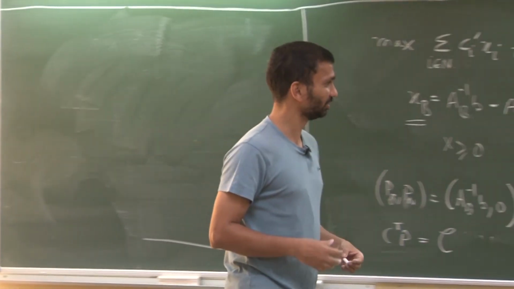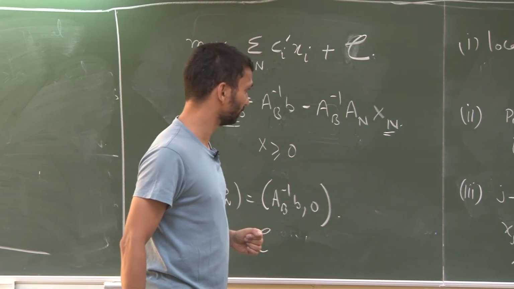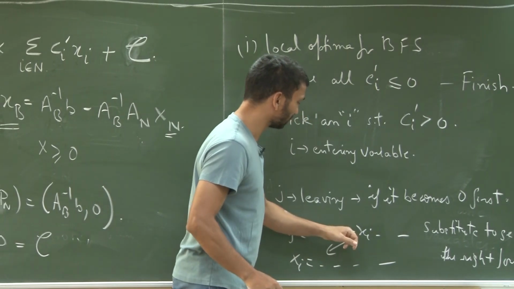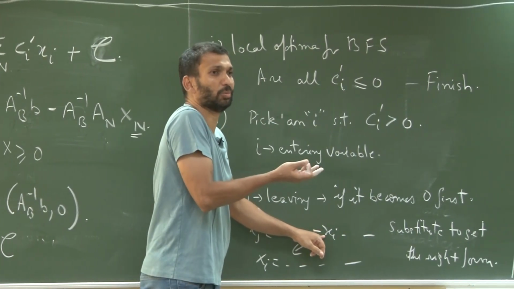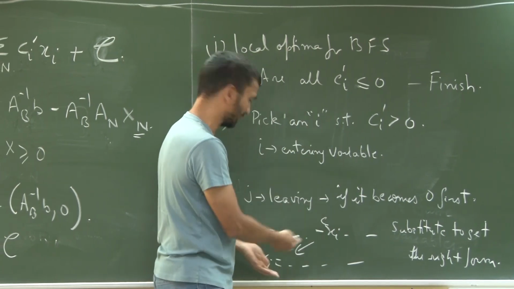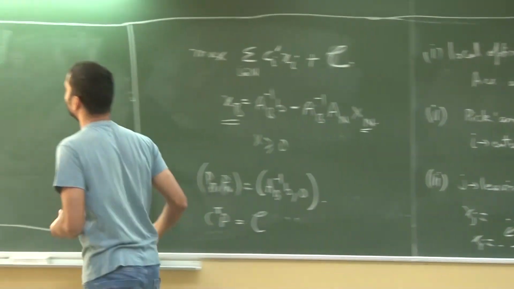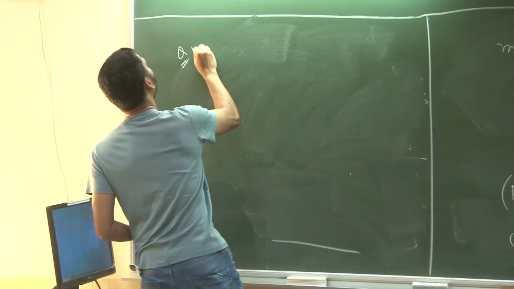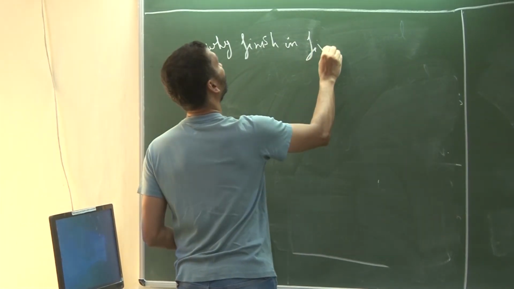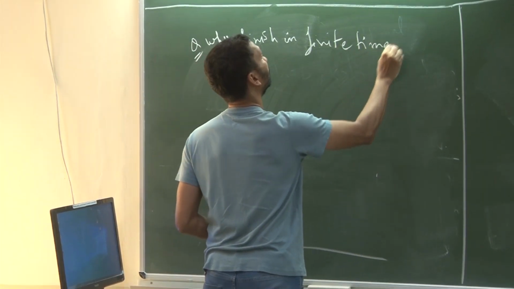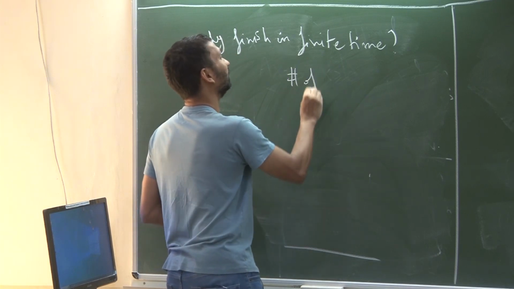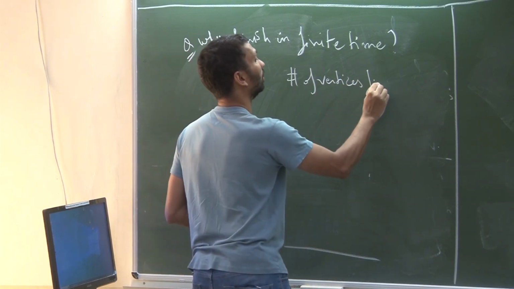Is it necessary for it to be minus xi? Sorry, it has to be negative. If it is positive, then it's not a problem. It's some negative coefficient here. If it is positive, then I can increase xi and xj will never be a barrier. Okay, so question: why does it finish in finite time? Okay, so Dev is out of this game. Number of vertices, finite.